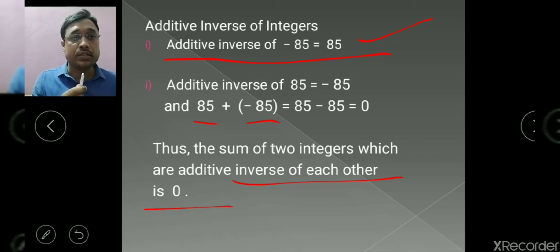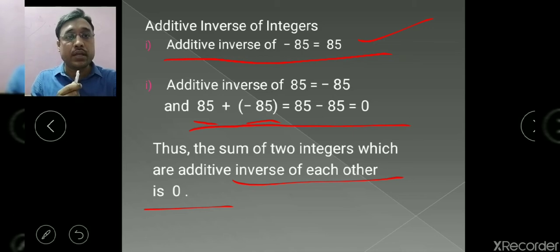Okay, sum of two integers, here you see in this example 85 and minus 85, they are additive inverses of each other, and their sum comes 0. So we can say the sum of two integers which are additive inverse of each other. Here additive inverse of 85 is minus 85 and additive inverse of minus 85 is plus 85, and their sum comes 0. Okay, students.